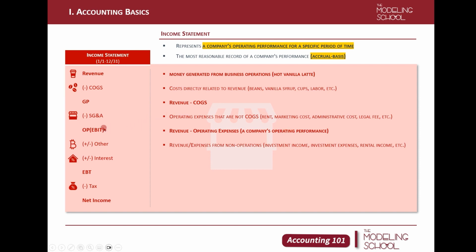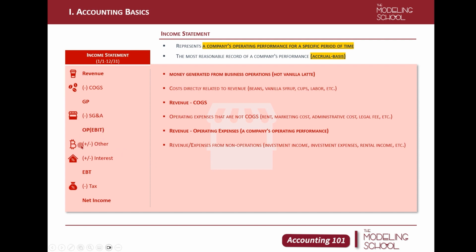One thing I forgot to mention is that operating profits are also often used as a similar term to EBIT, earnings before interest and tax. These two terms are often used interchangeably. If you go to an advanced course, there's a slight difference between operating profit and EBIT. But for now, let's just keep it that way. Let's just say that these two are similar concepts and very similar terms.